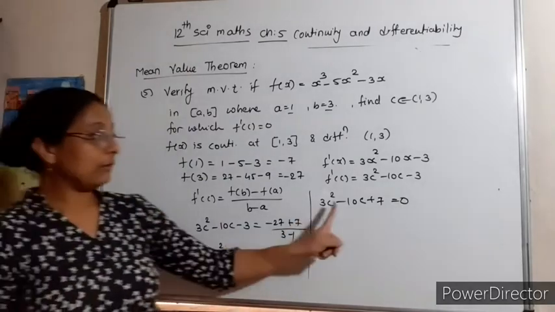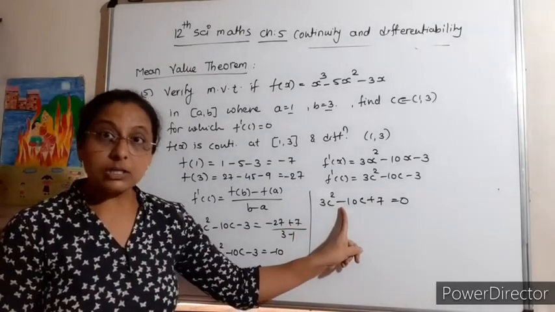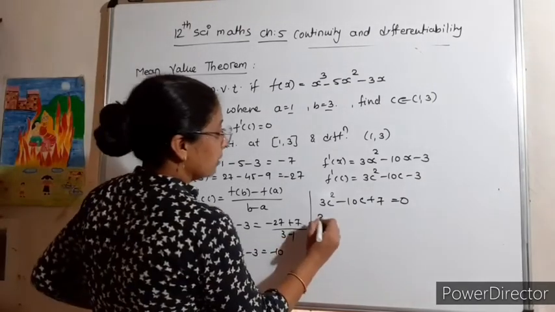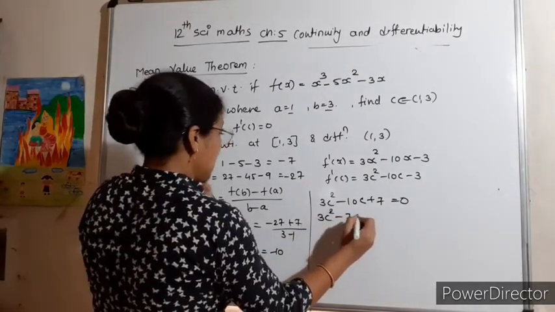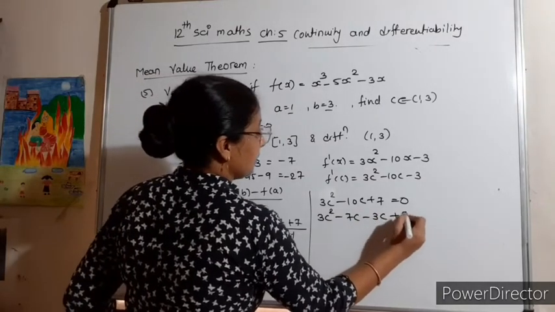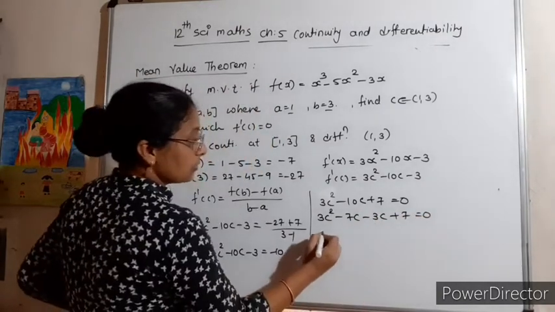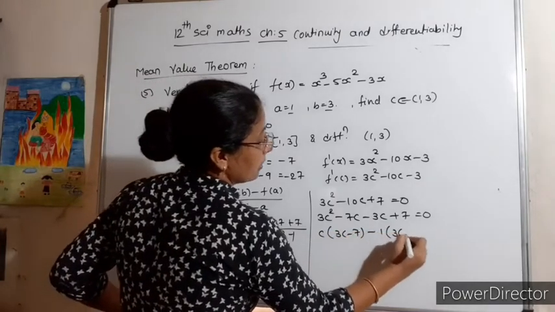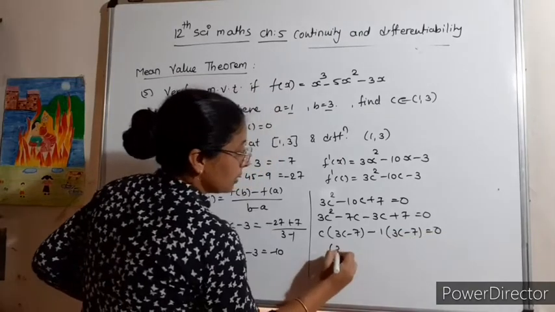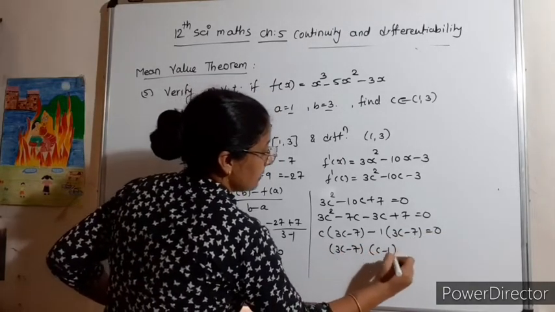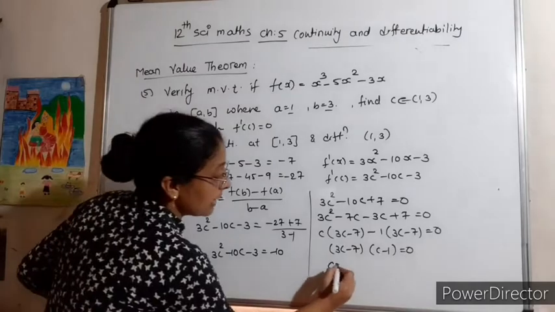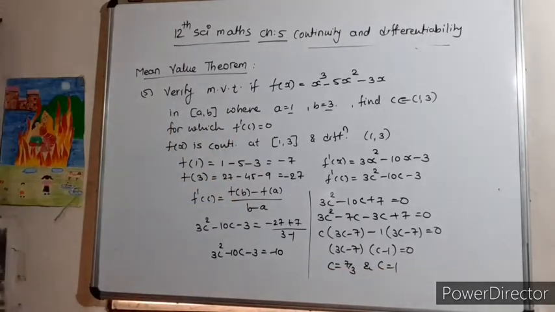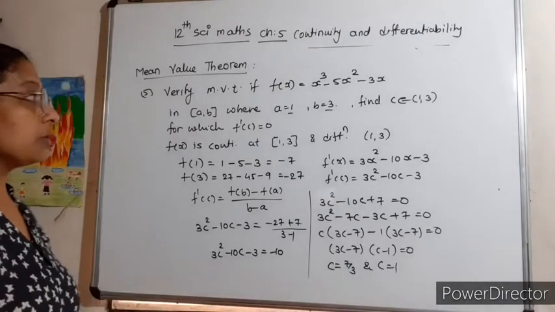Now we can find the value of c by factorization, splitting the middle term. So 3c square minus 7c minus 3c plus 7 is equal to 0. So c common, 3c minus 7, minus 1 common, 3c minus 7 equal to 0. That gives 3c minus 7 and c minus 1 equal to 0. So two values: c is 7 by 3 and c is equal to 1.